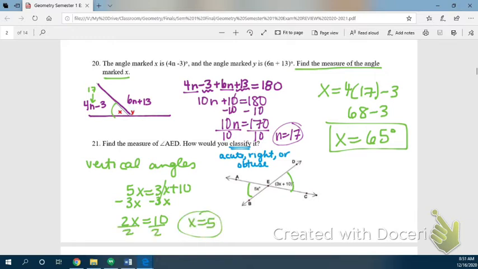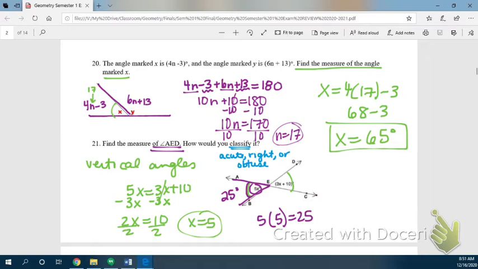and x equals 5. Yes, x equals 5. Of course, that's not what they're asking for. They're asking for the measure of AED, which is this angle, 5x. When I plug in x, oh, hold on. They're asking for AED. Let's go ahead and find this AEB first, and then we'll go ahead and find AED. 5x is 5 times 5, which is 25. So this angle is 25 degrees.